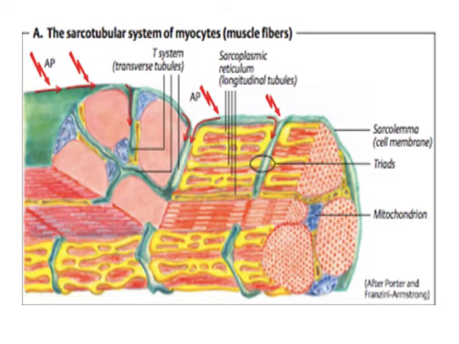The transverse tubules are open to the exterior of the muscle fiber. They communicate with the extracellular fluid surrounding the muscle fiber, and they penetrate all the way through the muscle fiber from one side of the fiber to the other. Their function is to conduct the action potential from the sarcolemma to the interior of the muscle fiber.